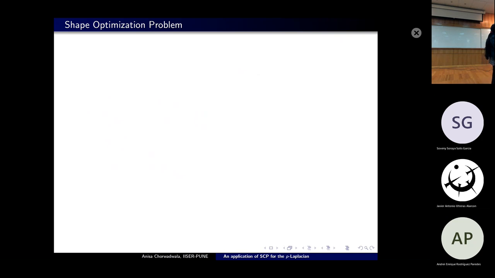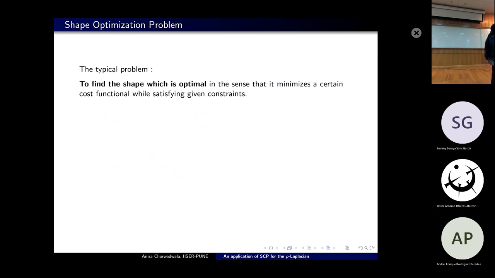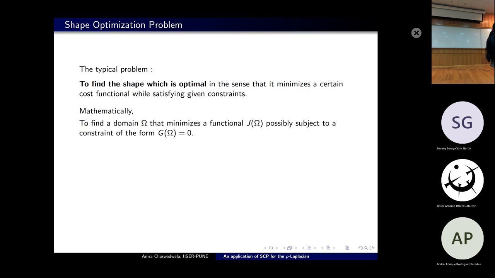As the name suggests, a typical shape optimization problem is to find the shape which is optimal. So what do I mean by optimal here? It means that it minimizes a certain cost functional while satisfying a given constraint. So there is a cost that is involved and there is some goal that we have in mind. In order to achieve that goal, what is the cost that one has to pay and how to minimize that cost? So mathematically speaking, it is to find a domain that minimizes, suppose I call the cost functional J(Ω), then I want to minimize this J(Ω).